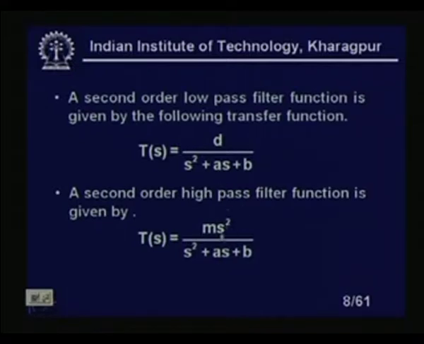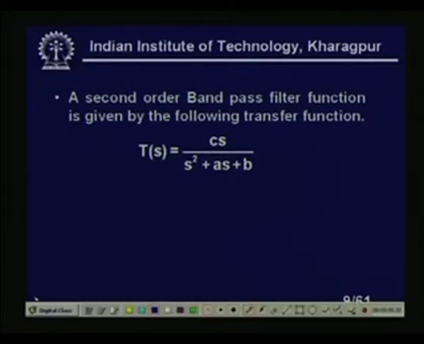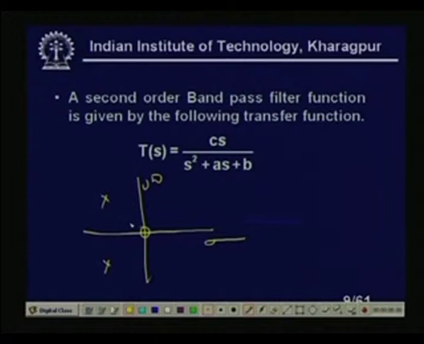Always please note that m, a, d, everything is to be realized by some resistance and capacitance, right, and op amp obviously will be there. A second order band pass filter function is given by the following transfer function: C s upon s square plus a s plus b, right. Now, in this case the pole zero pattern will look like this, in the sigma j omega plane, right. So, we have complex conjugate poles and 1 zero at the origin, clear. This is the pole zero pattern of a second order band pass filter, clear.